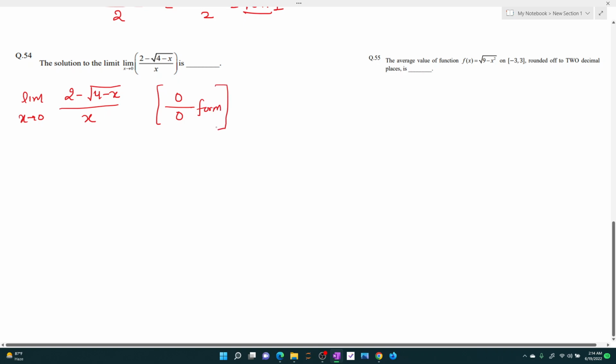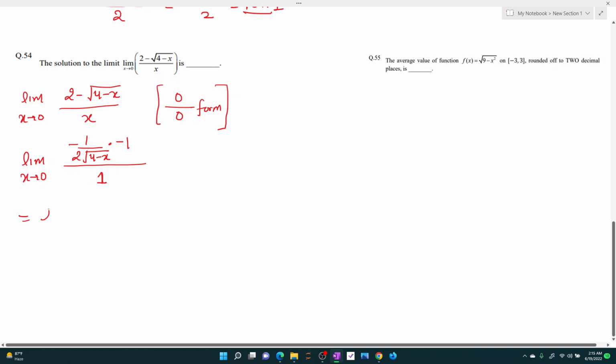And when we have 0 by 0 form, we can apply the L'Hopital rule, right? It's better to apply the L'Hopital rule. So the derivative of the denominator will be 1 here, and the derivative of the numerator: the derivative of 2 is 0, so that will become 0. And we know that the derivative of a square root is minus 1 upon 2 square root of 4 minus x, and then we will have the derivative of minus x as well, which is negative 1.